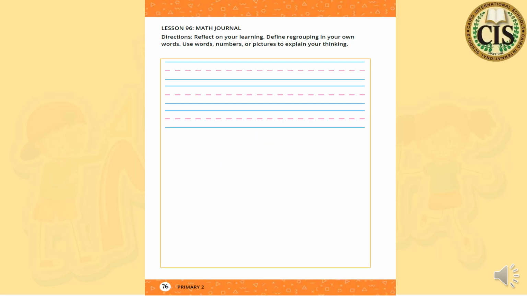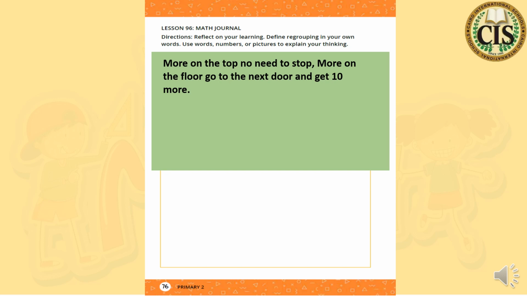Lesson 96, the math journal part. Reflect on your learning. Define regrouping in your own words. Use words, numbers, or pictures to explain your thinking. In subtraction with regrouping, we must check that we have more on the top. No need to stop. We will subtract. More on the floor. Go to the next door and get 10 more. In subtraction with regrouping, we must have more on top.